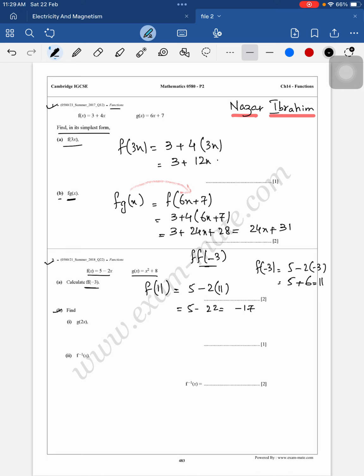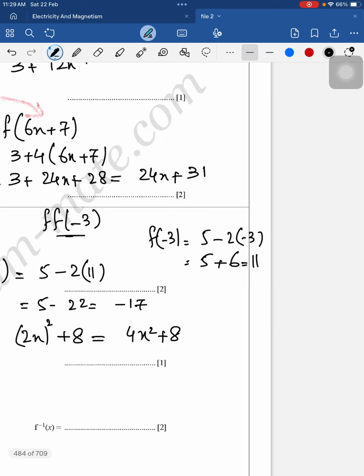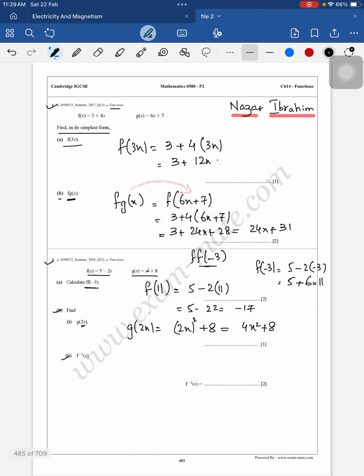Second part B, find g(2x). In place of the variable of the function g, I will put 2x. So g(x) is x squared + 8. So g(2x) is equal to, in place of x, 2x, squared, plus 8. So (2x) squared is 4x squared + 8. Clear? Okay.